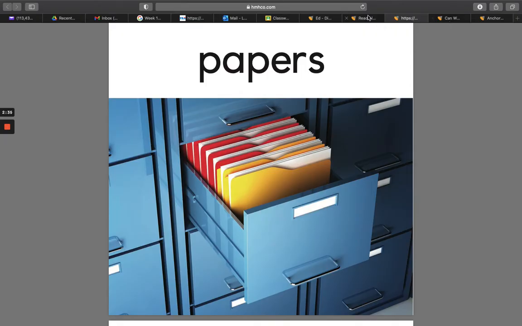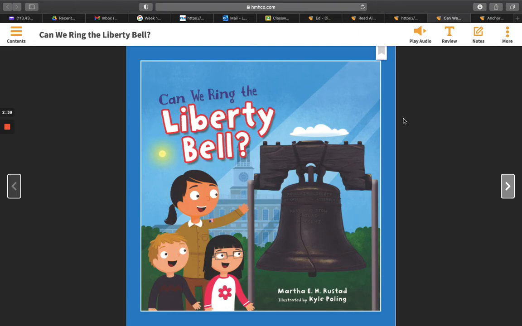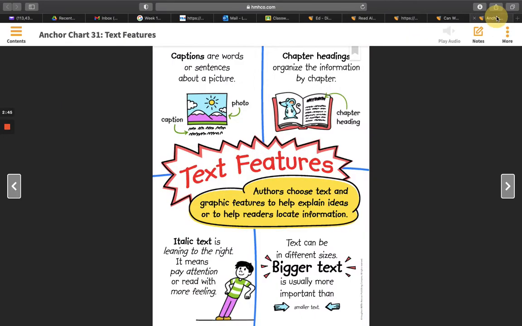So these are our important words that we're going to hear in our story. And now we know the meaning to them when we hear them. Before we listen, I want to talk about text features. And we know that text features are things that the author puts in there to help explain the ideas or to find information.